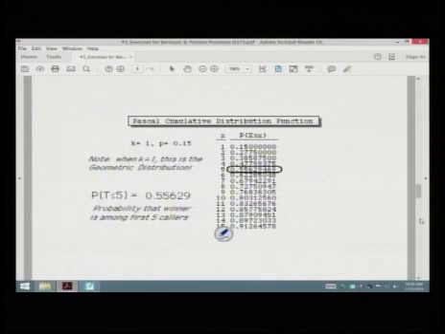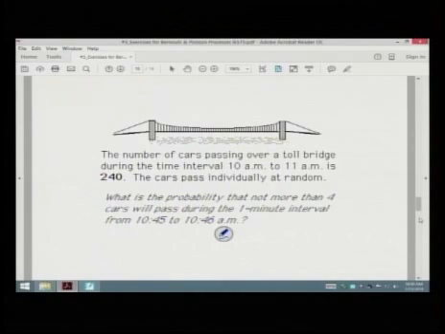So let's move on to the next example. In this example, we assume that the number of cars passing over a toll bridge during the time interval 10 a.m. to 11 a.m. is 240, and the cars pass individually at random. Then we'd like to know the probability that not more than 4 cars will pass during the 1 minute interval from 10:45 to 10:46 in the morning.